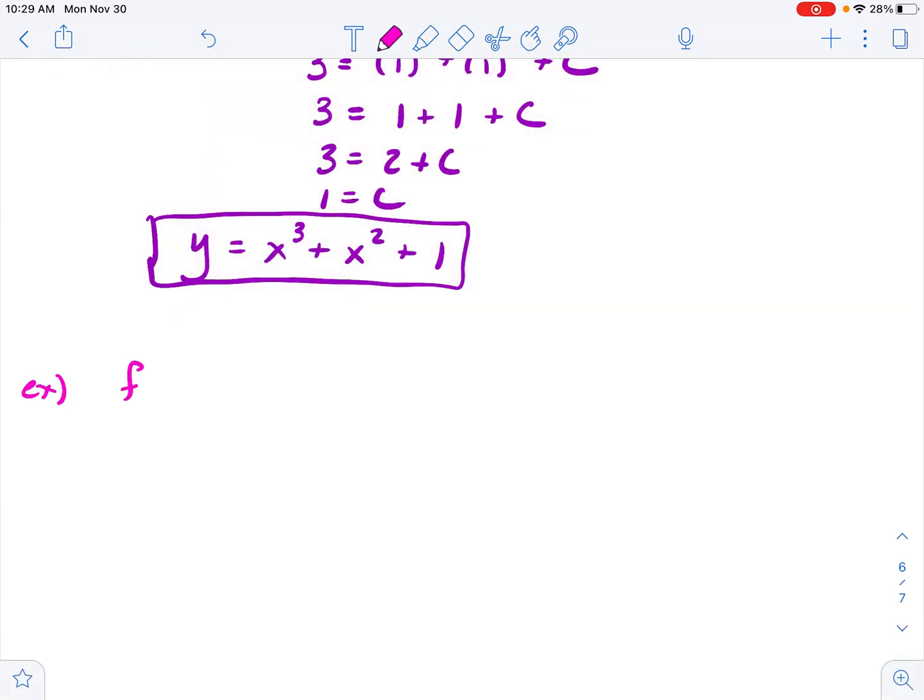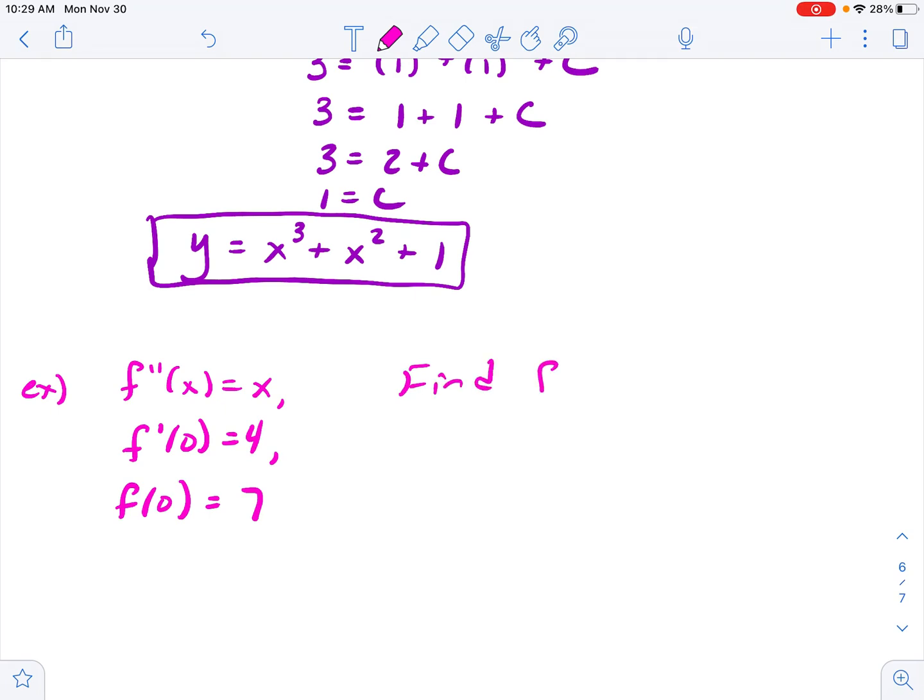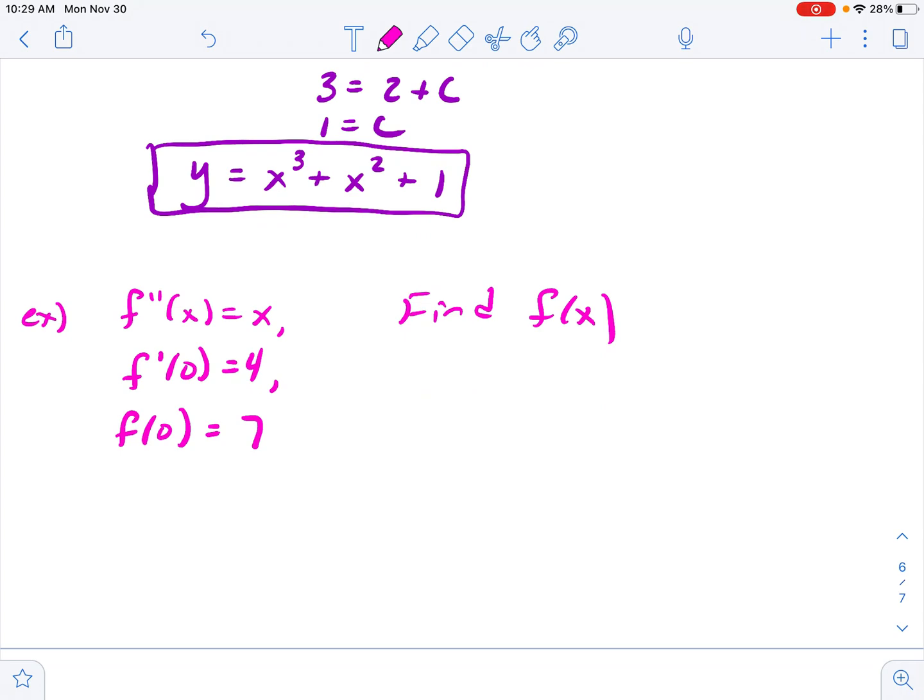And another similar example: suppose f double prime of x is x, f prime of 0 equals 4, and f of 0 equals 7. Find the f function, okay? So here we're starting off with f double prime of x. So what are we going to do? We're going to go from f double prime to f prime back to f.